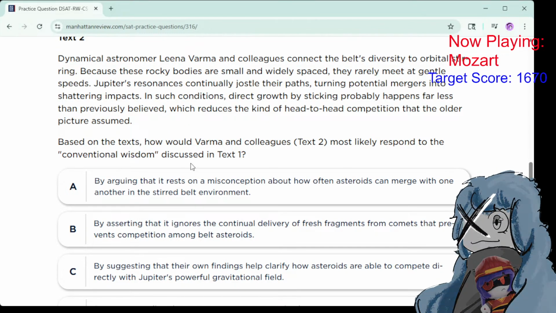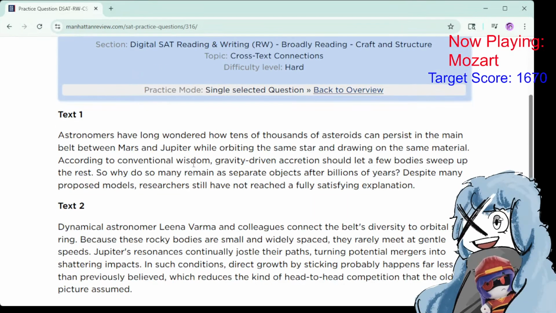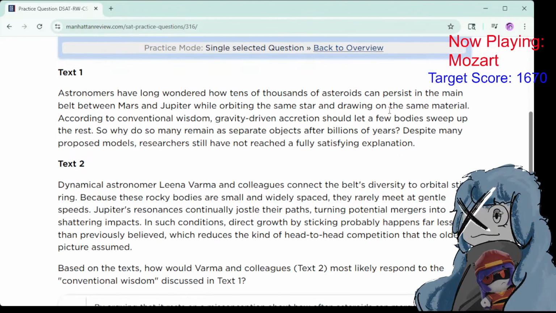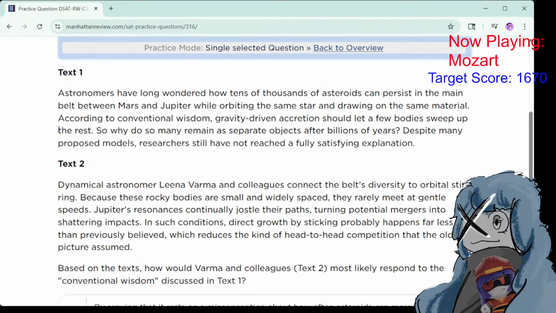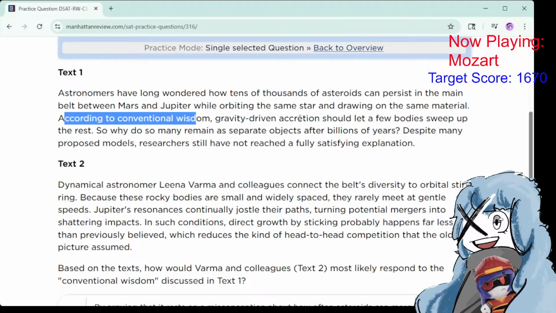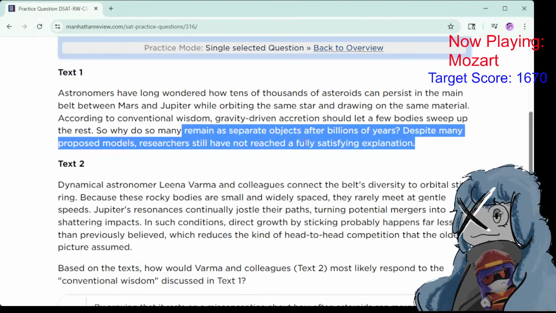What? Oh, okay, my bad. Conventional wisdom is mentioned: according to conventional wisdom, gravity-driven accretion should let a few bodies sweep up the rest. So why do they not?